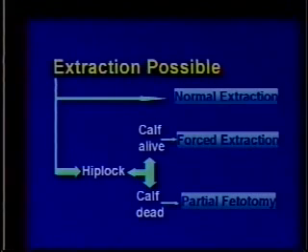Partial meaning we cut off the exposed portion of the calf, probably as much as the anterior 2/3 of the calf, and then we place a wire around the calf between the legs, dividing the fetal pelvis and removing those two pieces separately.